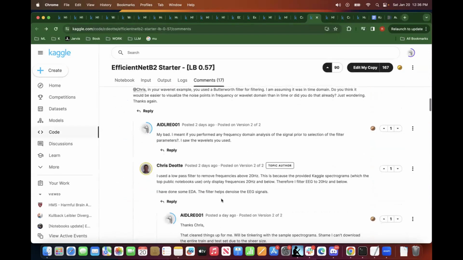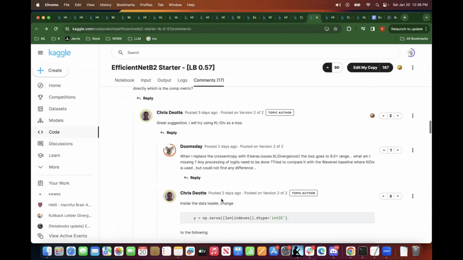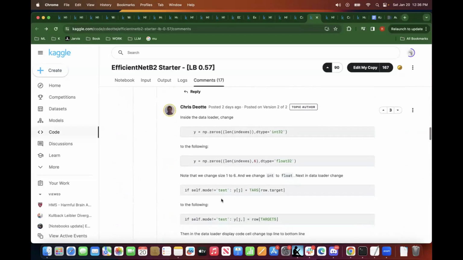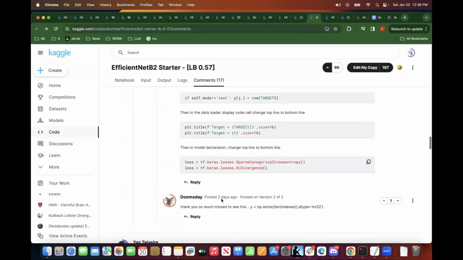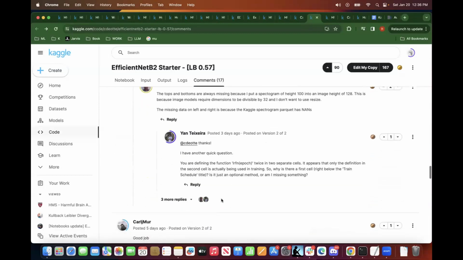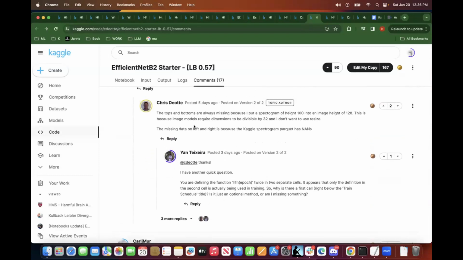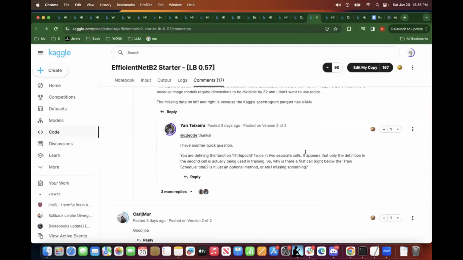Look at that one. Sorry, I can't find it. Ah. Model requires a dimension divisible by 32, and I don't want to use resize. Yep. Okay, but that is that.